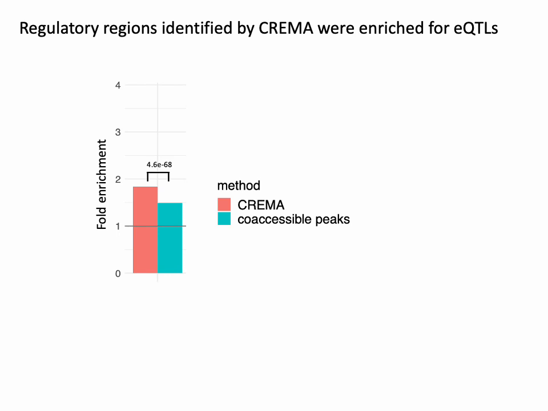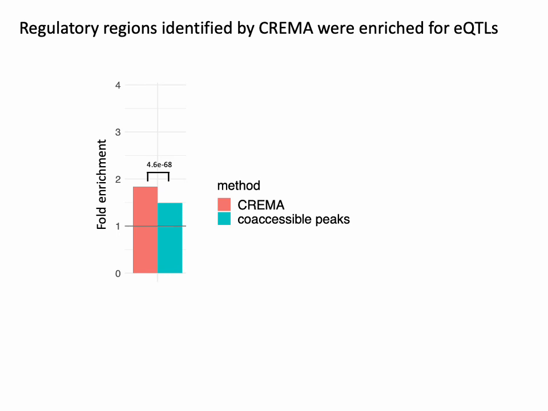To evaluate the performance of the framework, we first used public databases for evaluation. Here I'm showing one example of the evaluation. In this example, we evaluated CREMA by checking the enrichment of eQTLs in the identified regulatory regions, because eQTLs indicate locations on the chromatin that might affect gene expression.